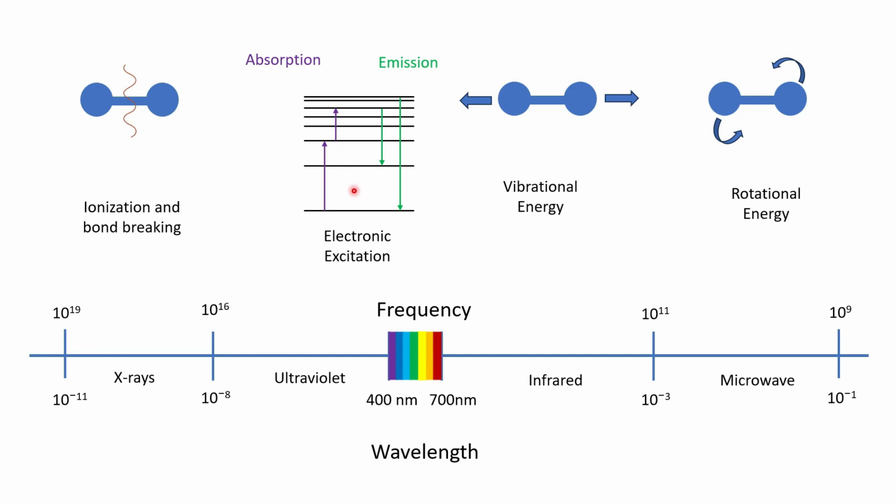Now remember, when we're talking about absorption and emission, we first have to define ground state. Your ground state is down here at the very bottom. It is going to be your lowest energy state. Any state that is above the ground state in energy is going to be an excited state. So all of these here are excited states.